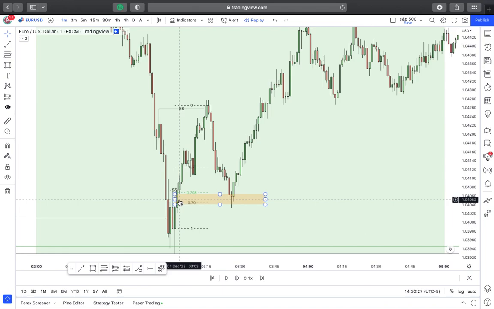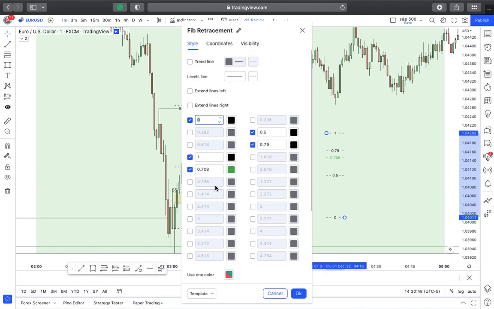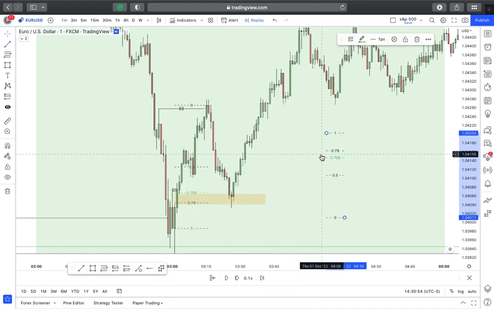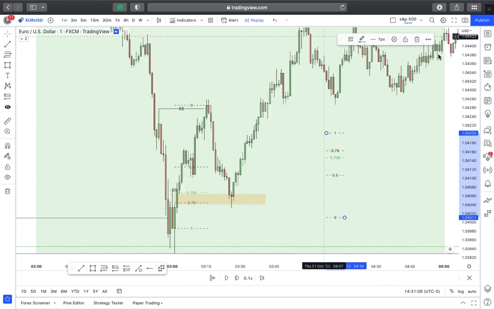So this was the fair value gap, a clean fair value gap that you can trade off. Now there are multiple types of entry. ICT suggests if you don't have fair value gaps in the entry, you can trade this 0.79 and 0.708 level. These are my Fibonacci levels, you can take a screenshot. So ICT suggests if you don't have fair value gaps and you have a market structure shift, you can trade this OTE. This 0.79 to 0.708 level is known as OTE, the optimal trade entry level.